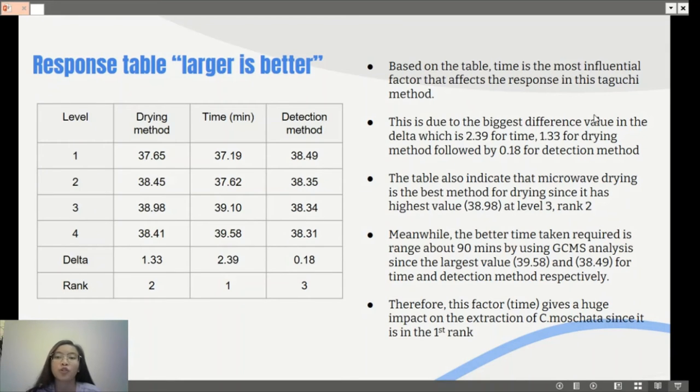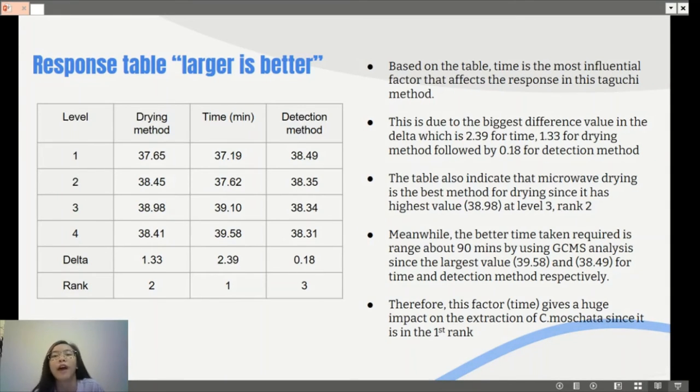This is due to the biggest difference in the delta value, which is 2.39 for time, 1.33 for drying method, followed by 0.18 for detection method. Therefore, the best factor that affects this response is time, since it is first rank among the others. This table also indicates that each level has its own best method.